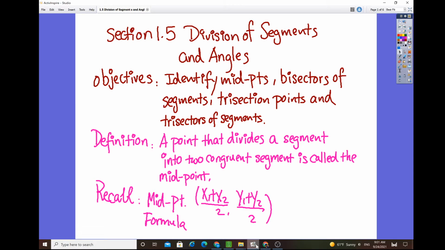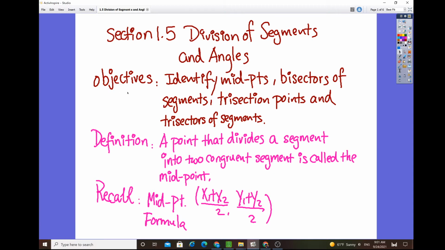So, definition: a point that divides a segment into two congruent segments is called a midpoint. We talked about that previously. And record the midpoint formula: it's always the quantity x1 plus x2 divided by 2, comma, and then the quantity y1 plus y2 divided by 2.